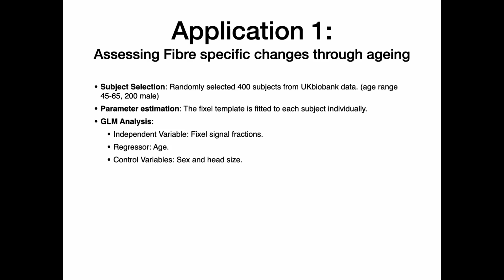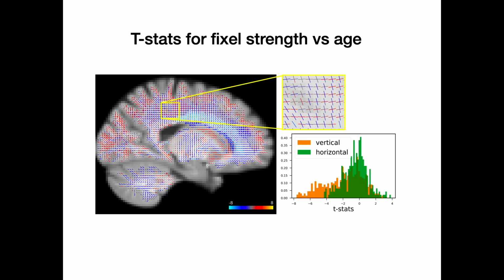We then used a general linear model with pixel signal fractions as independent variable and age as the main regressor, while controlling for sex and head size as covariates. This map shows the t-statistics from the GLM run on pixel signal fractions. Each pixel is shown in the voxel color-coded by the resulting t-statistics value versus age.